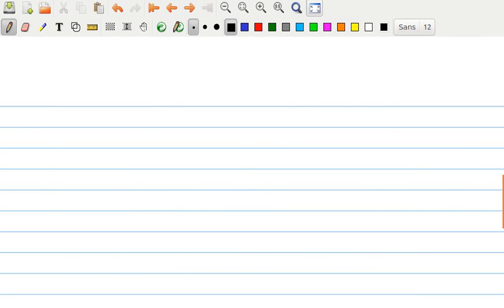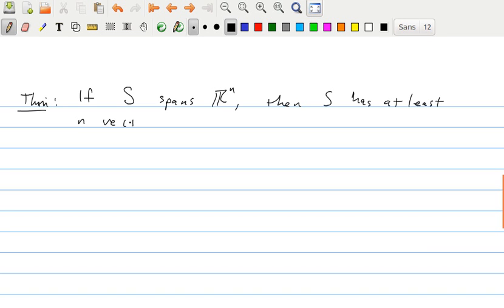There is a theorem along these lines about spanning sets that can take a little bit of the headache out of this. Is that if, let's actually just write this as a set, if S spans Rn, then S has at least n vectors.